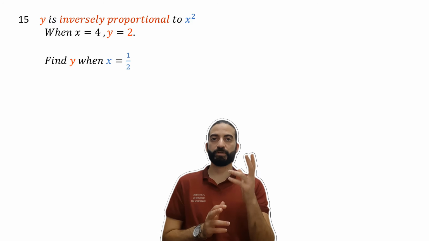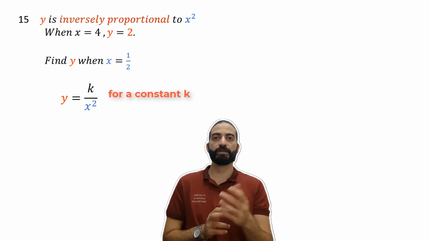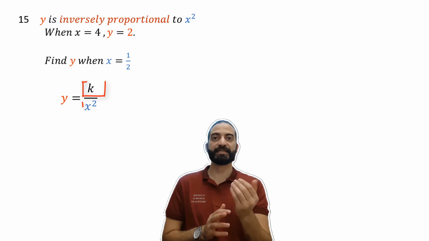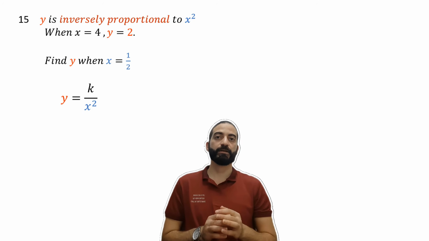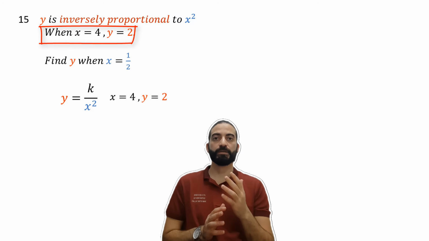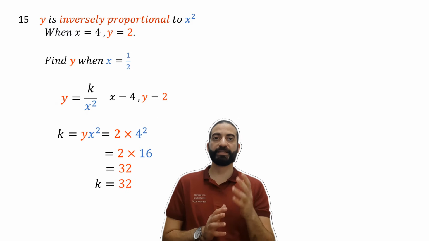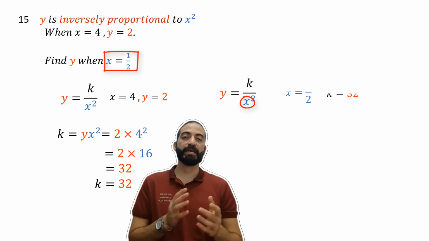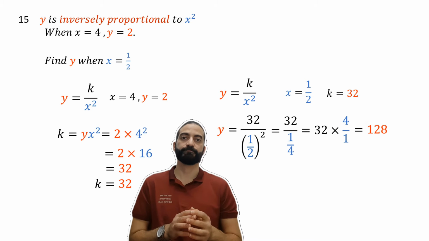Y is inversely proportional to x squared. This means that y equals k over x squared. In order to get y, we must get k and x. We have x equals half. As for k, we can get it from here, when x equals 4 and y equals 2. After we get k, we put its value here and also put 1 over 2 in the place of x. And in this way, we get y when x equals 1 over 2.